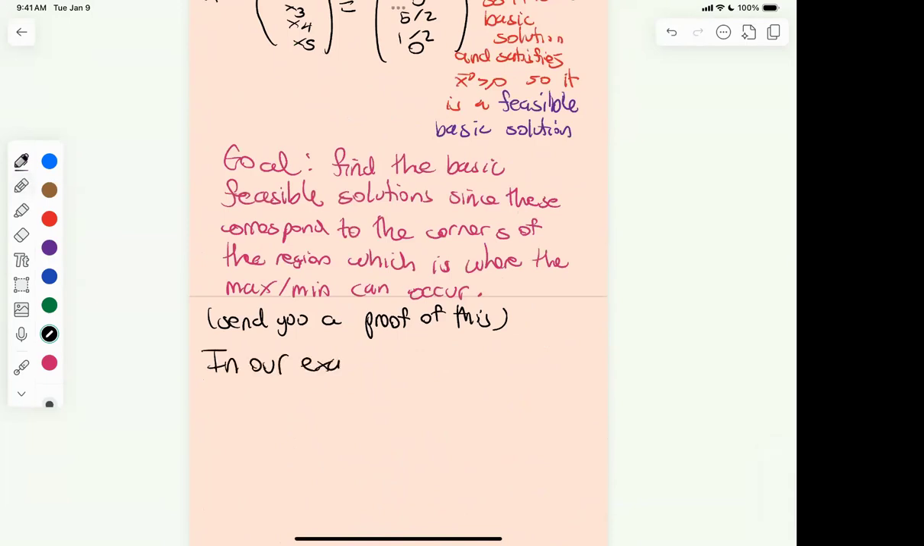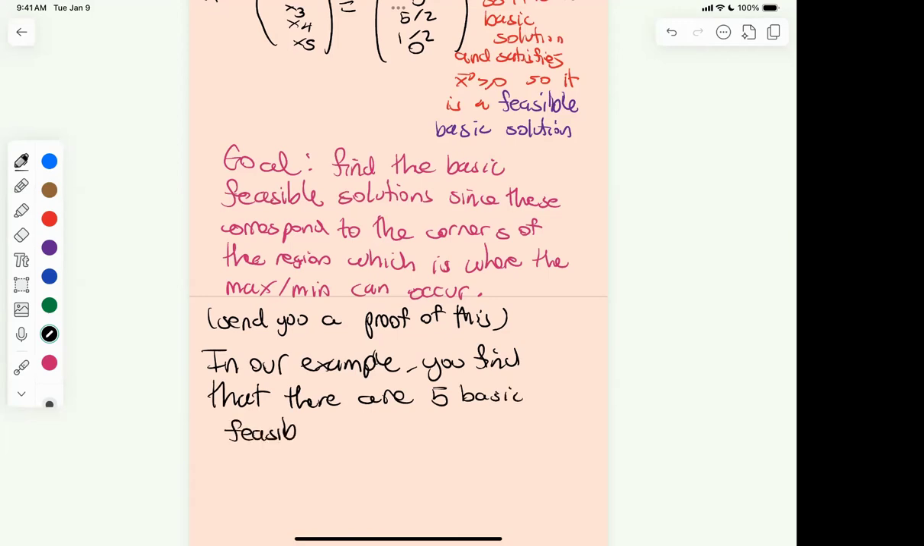In our example, you find that there are 5 basic feasible solutions. So let me see if I can write them all.